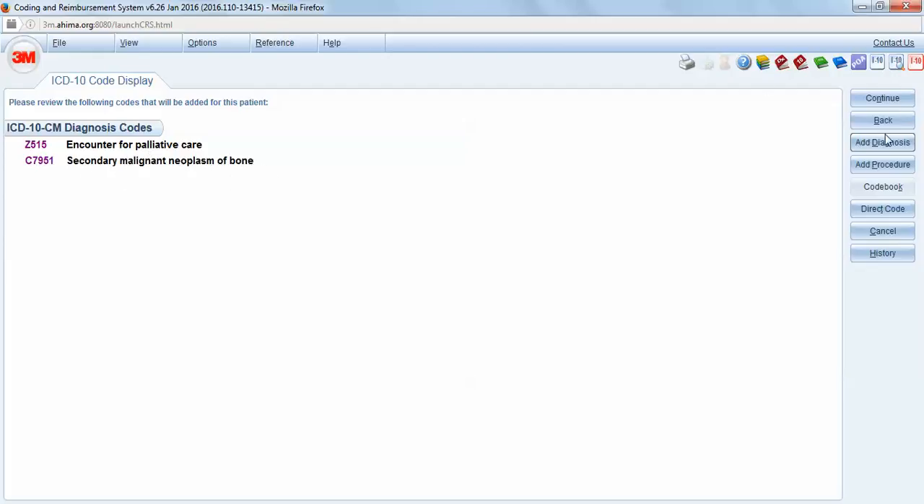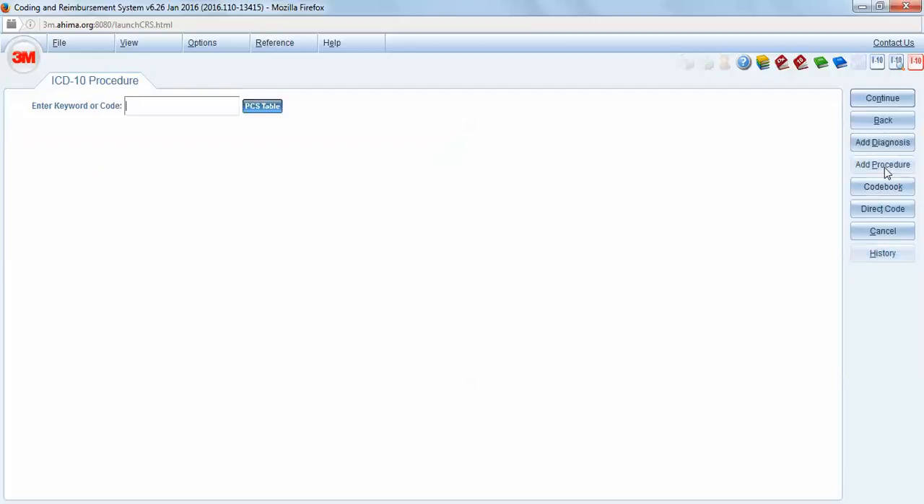Okay, so now what we need to do is we need to put on a procedure code. And what you need to understand about palliative radiation therapy is that it's no different than curative radiation therapy. They're doing the same procedures, but they're looking for palliative care instead of curative care, meaning that it is done in instances where there is no hope for a cure, but there is some hope to alleviate the pain of the individual.